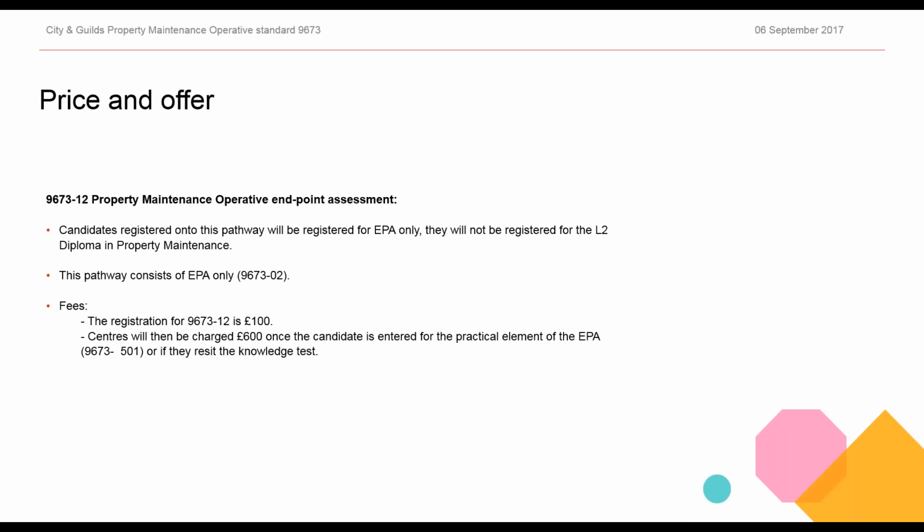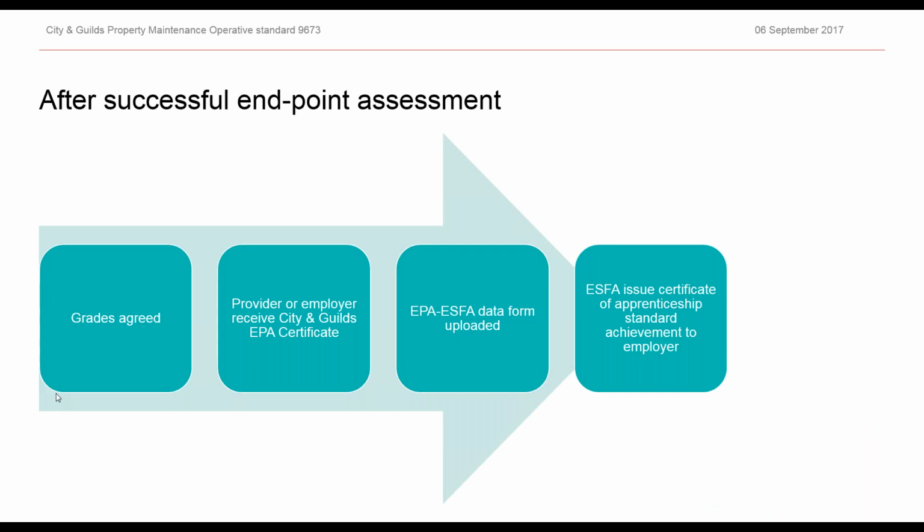For booking endpoint assessment only, candidates registered on this pathway will only be registered for endpoint assessment. They will be registered on the Level 2 Diploma in Property Maintenance endpoint assessment only. The code for this is 9673-12, and that is a £100 reservation cost. The centre will then be charged £600 once the candidate is entered for the practical element and a date agreed. That is the 9673-501 component.